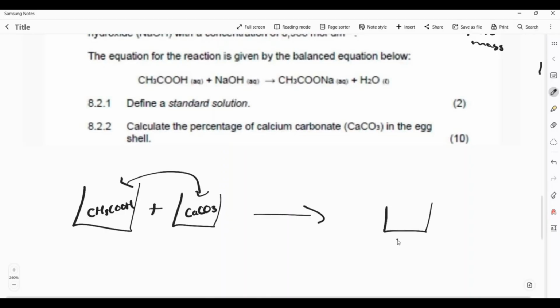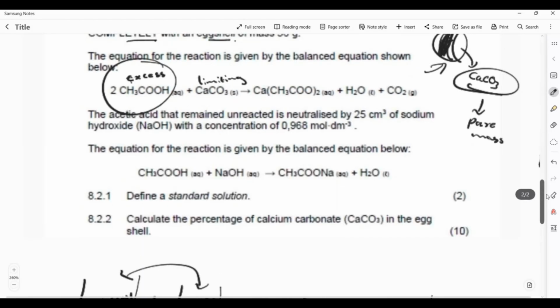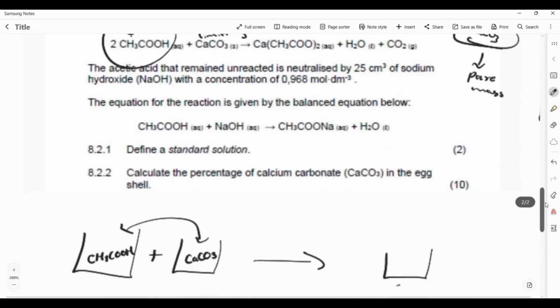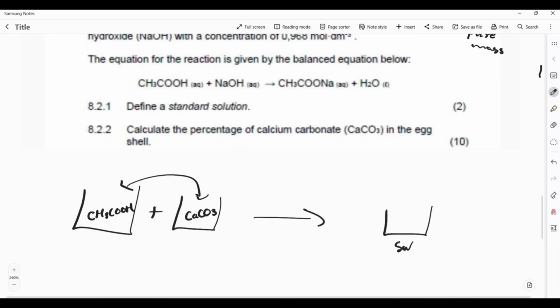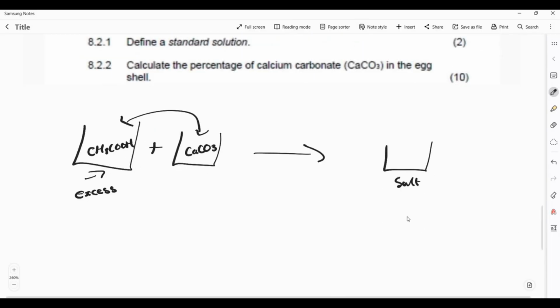We get our product, maybe what was our salt? Let me just say a salt in this case. But the thing is, this one was left in the beaker. This is our excess. Meaning, if I were to make a numerical example, I can say this one was having 4 moles, and then this one was having maybe 2 moles.